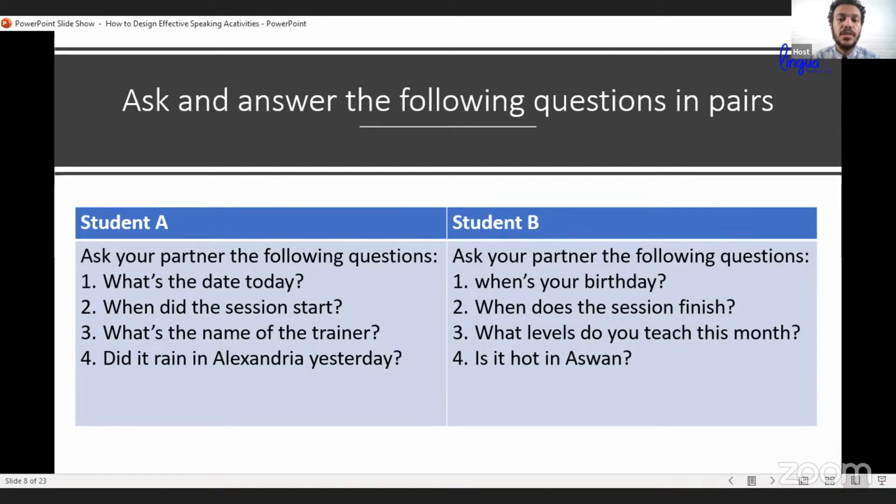So we've got two students, A and B. Each of them has a card with some questions. They should ask and answer these questions to each other. So what do you think about it? Is it effective or not? If not, why? If yes, why?